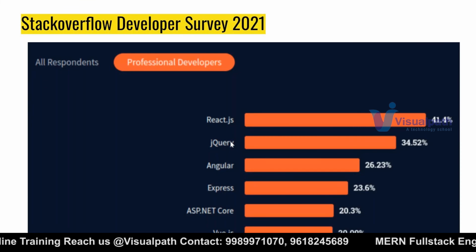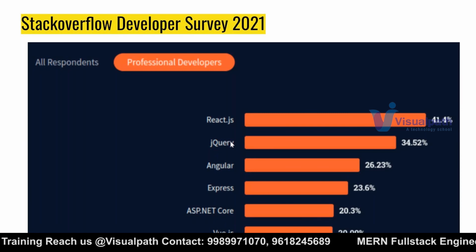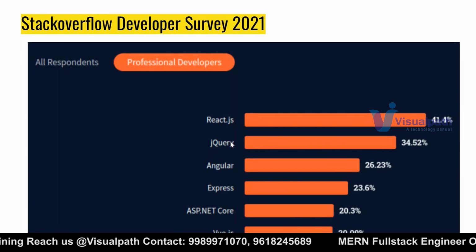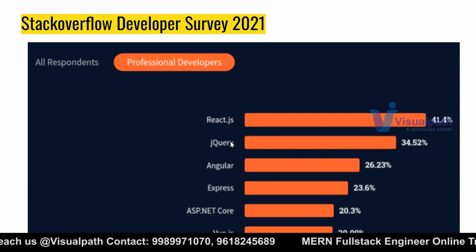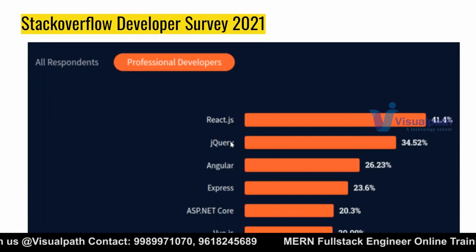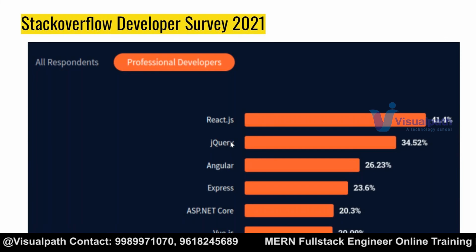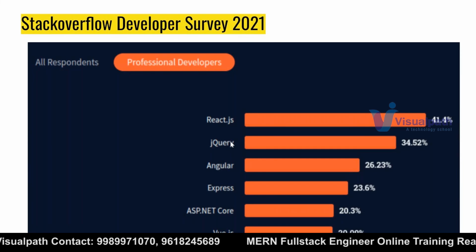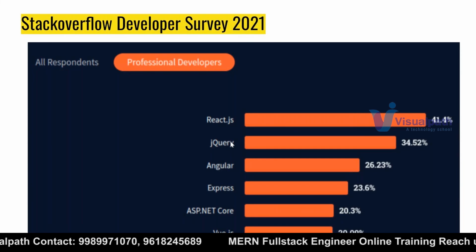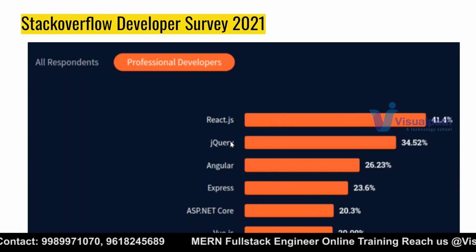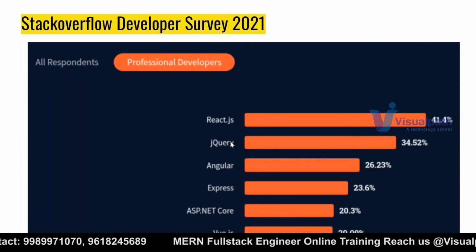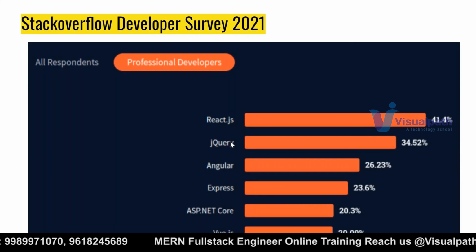One of them is related to the front end frameworks: React, jQuery, Angular, Express, .NET, Vue.js. You can see the popularity. In addition to this graph, you can find additional graphs as well. You are free to check it out, so that you have some knowledge of what frameworks are popular, right?